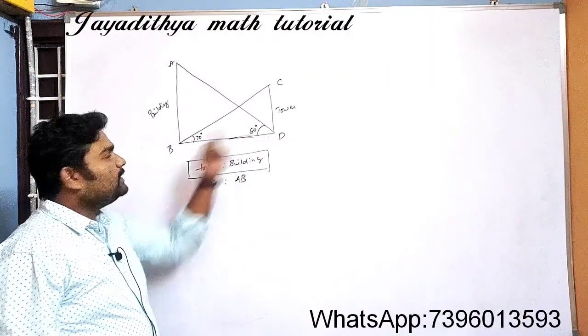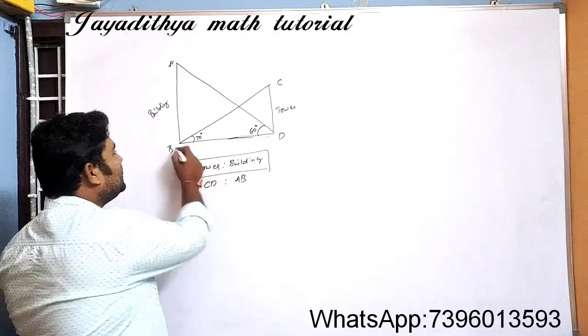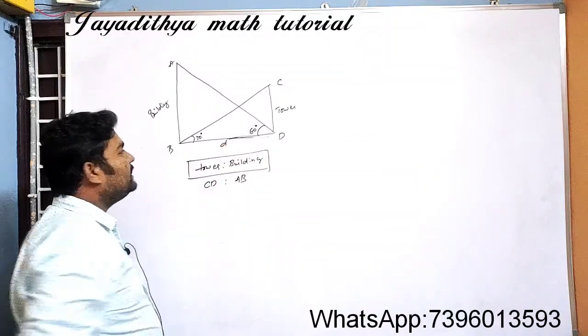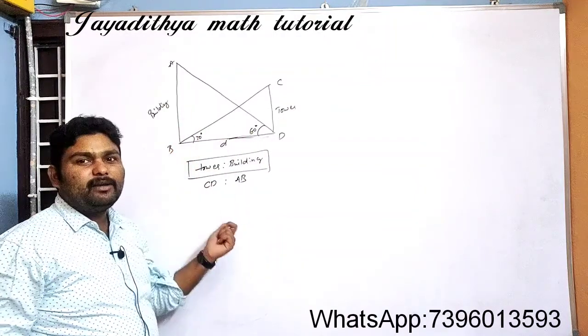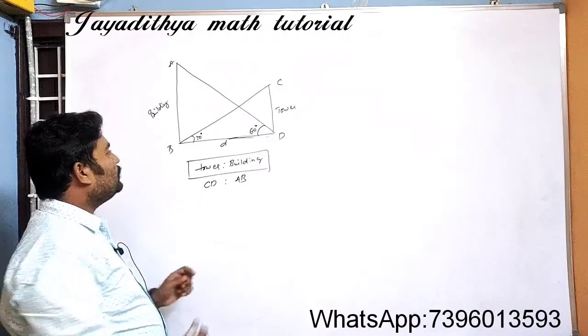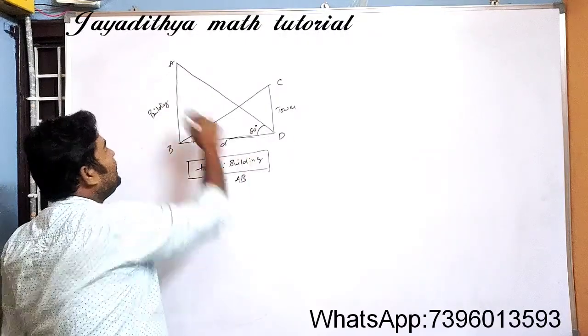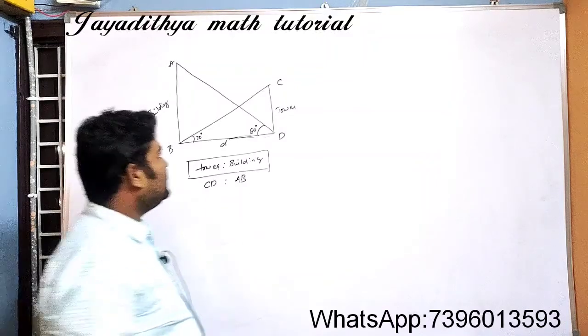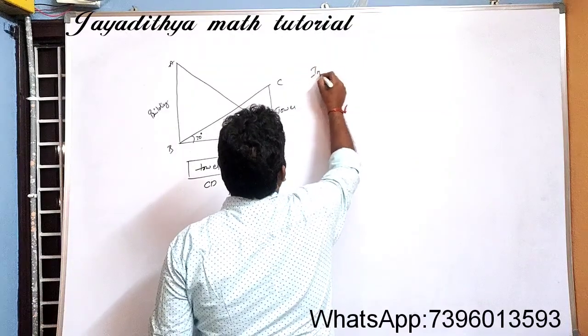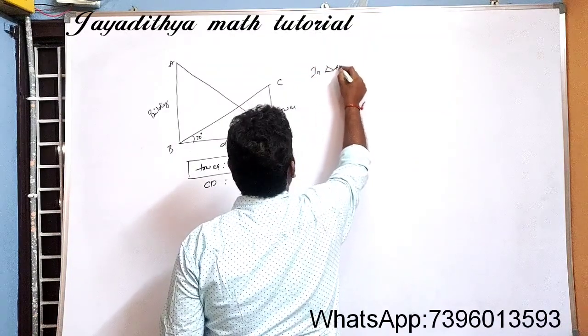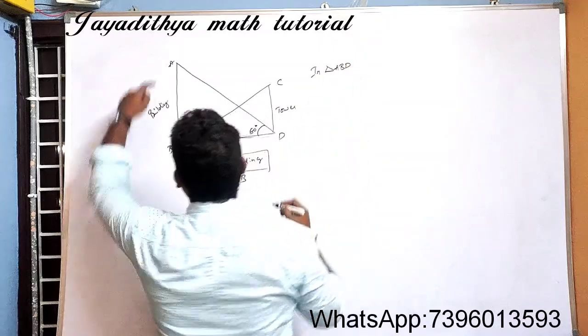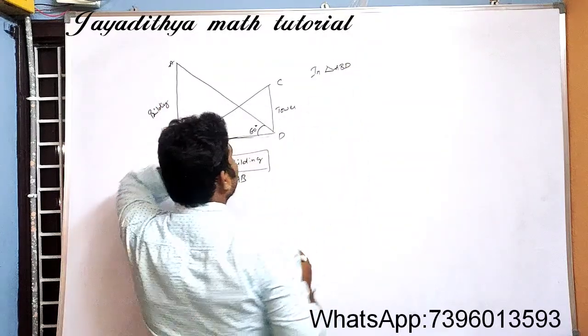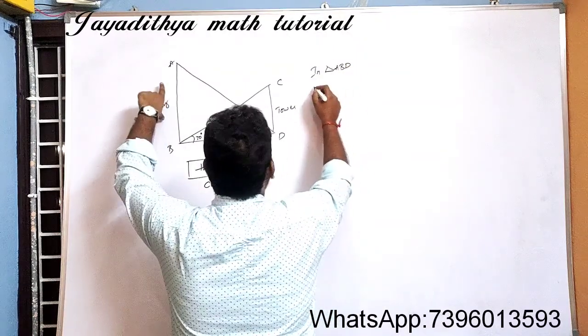Clear? In both the cases, what will be the common side here? The distance between B and D. That means the distance between the building and tower will be common. So take two triangles ABD and also BCD. So in triangle ABD, what can you observe here?